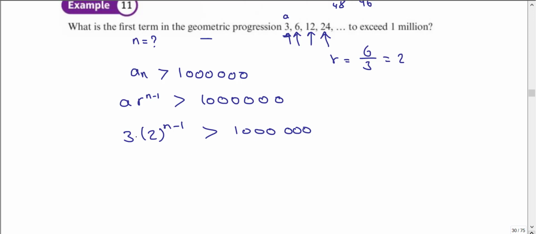First, get rid of this 3. Just divide the whole thing by 3. So you have 2^(n-1) greater than 1 million divided by 3. I'm not interested in the value now. Just keep it like this.